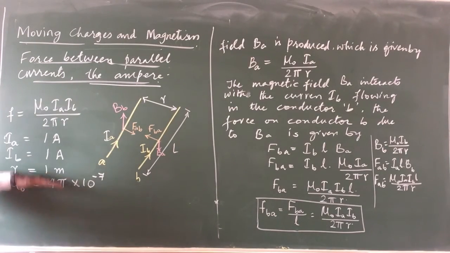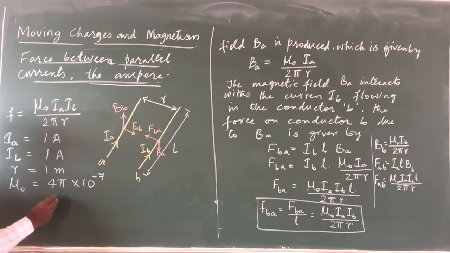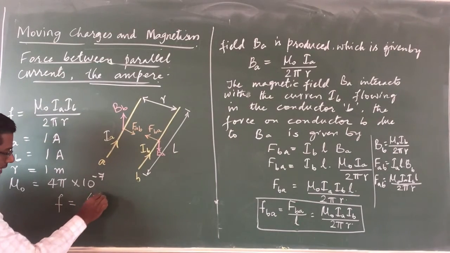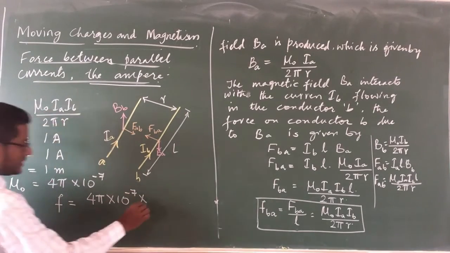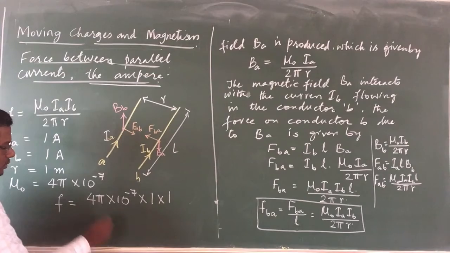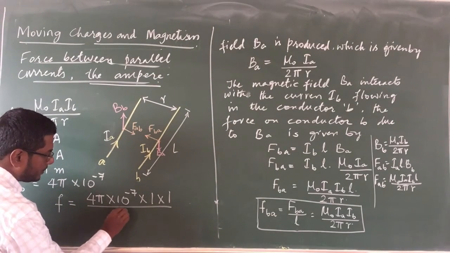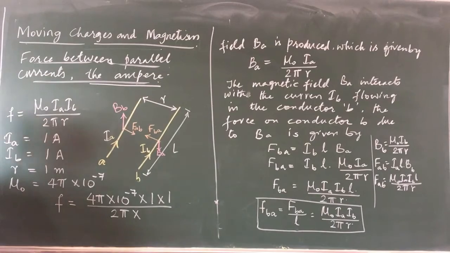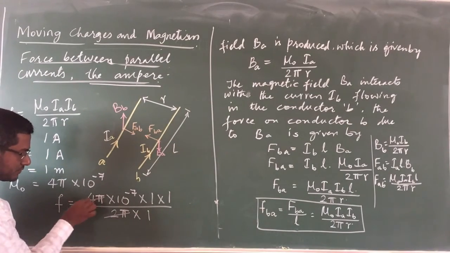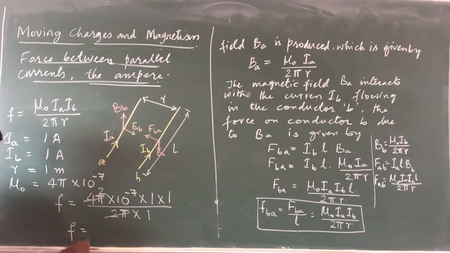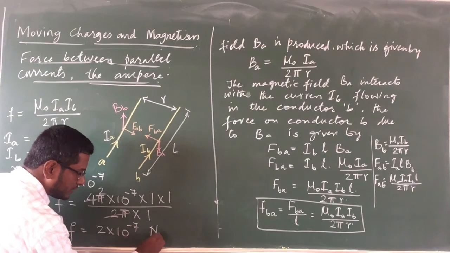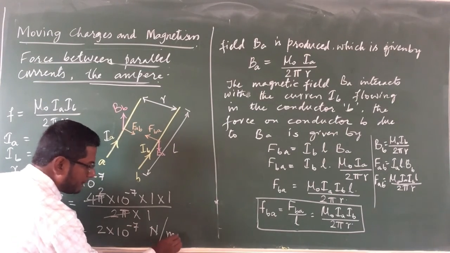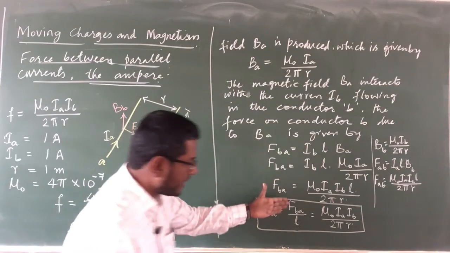Now if I substitute all these values into this equation, what I am going to get here is f is equal to mu naught, 4 pi into 10 to the power of minus 7, into I_A is 1 ampere, into I_B is also 1 ampere, divided by 2 pi into the distance r, which is also 1 meter. 2 pi cancels with 4 pi and we are going to get the force as 2 into 10 to the power of minus 7. It will not be just Newton, it will be Newton per meter because it is force per unit length.